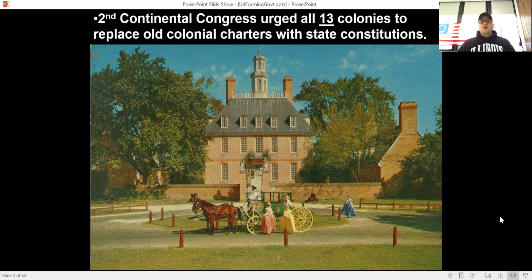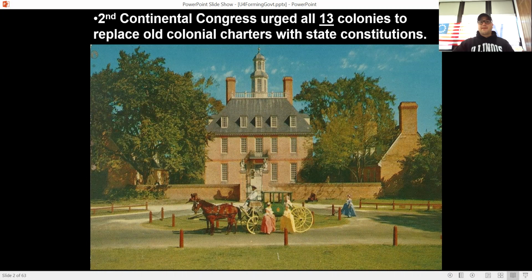So forming a government all starts during the American Revolution. If we think back to Unit 3, we were introduced to the First and Second Continental Congress. During the Second Continental Congress, which was formed after King George III does not meet the demands from the First Congress, these delegates are going to urge all 13 colonies to replace these old colonial charters with state constitutions. Since they are eventually going to be independent, they no longer want to use royal charters provided by Great Britain, and they want state constitutions that reflect the ideas of the Americans of this time period.